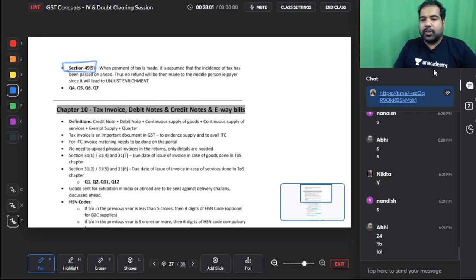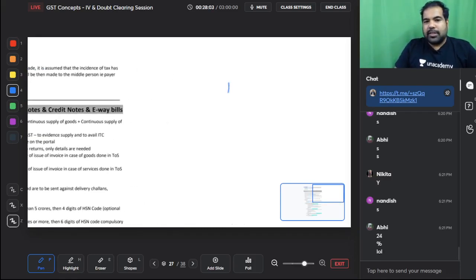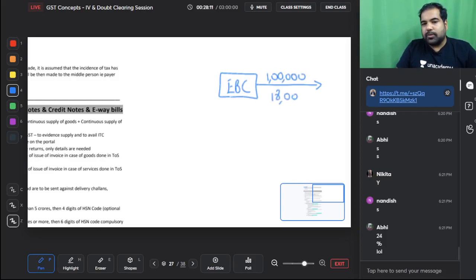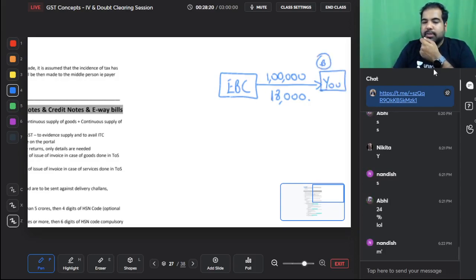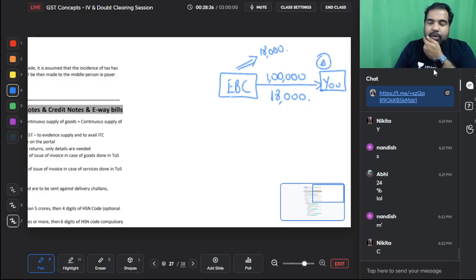And guys, one more thing. This is an electric bike company, and they have sold you a bike for 1 lakh rupees on which GST is 18,000 rupees. This is you. Please tell me who has borne the burden of GST. The consumer has borne the burden of GST. They paid the GST ahead also to the government. The government got the GST.